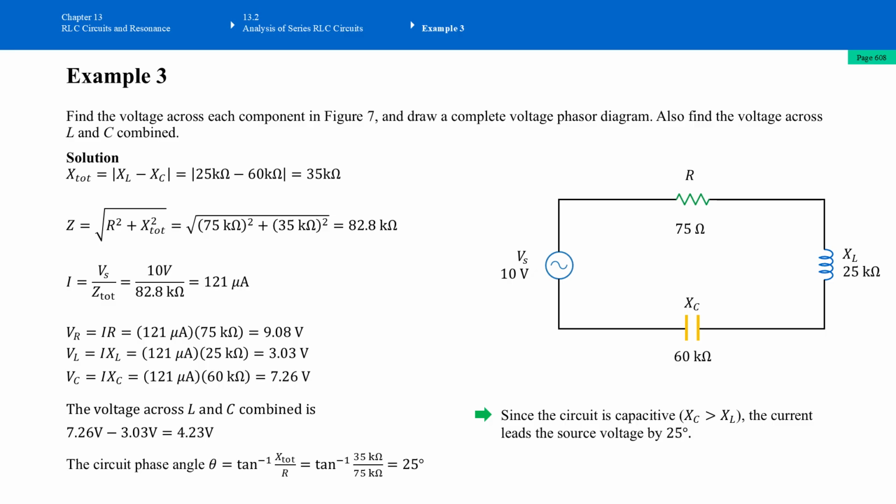We can see XC, 60 kilo ohms, is greater than XL, which is barely 25 kilo ohms. This is a capacitive circuit. The circuit is more influenced by the capacitor than the inductor. The current leads the source voltage by 25 degrees.